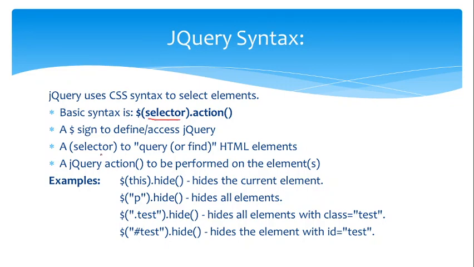What is this selector? A selector is used to query or find an HTML element. Like here, in place of the selector, what do you want to write? Like P for the P tag, or H1 for the heading tag, or for which tag do you want to apply this jQuery? You need to write the selector. Then a jQuery action to be performed on the element, whatever action you want to perform, that you need to write. So these three are important.